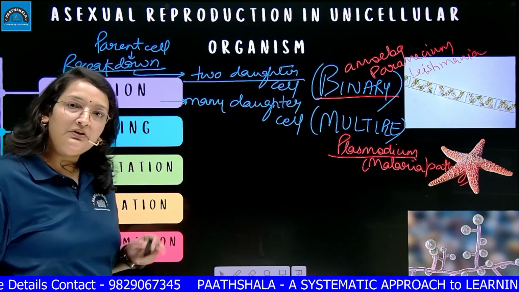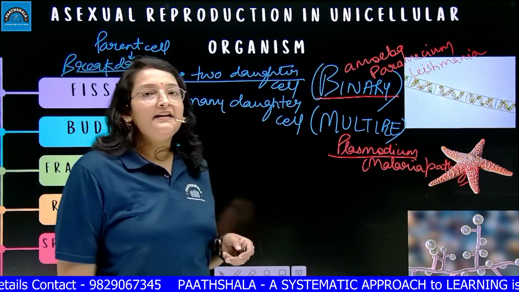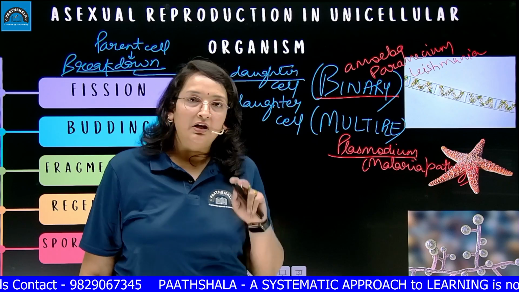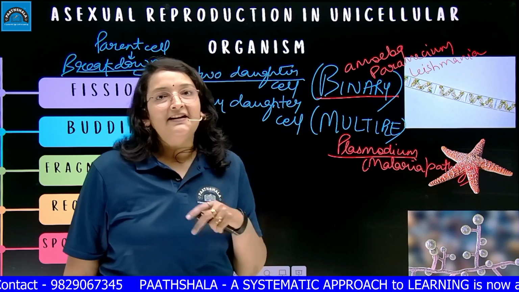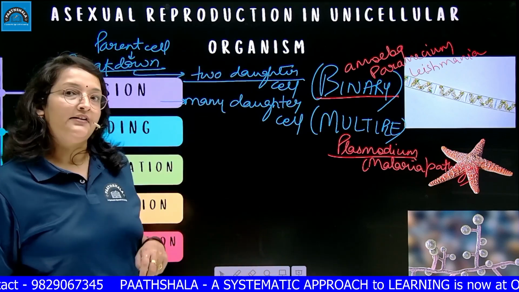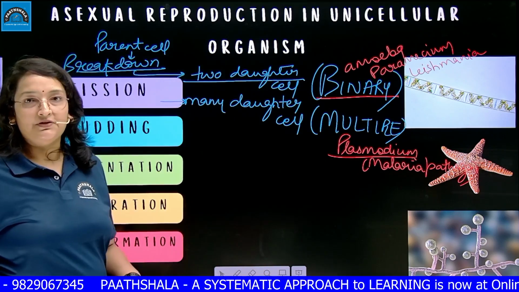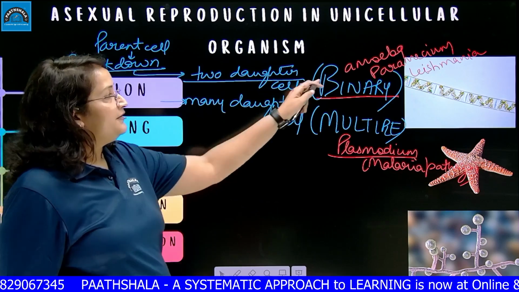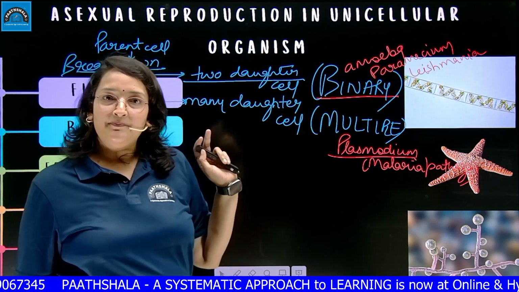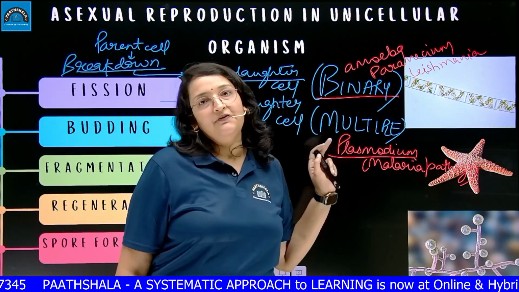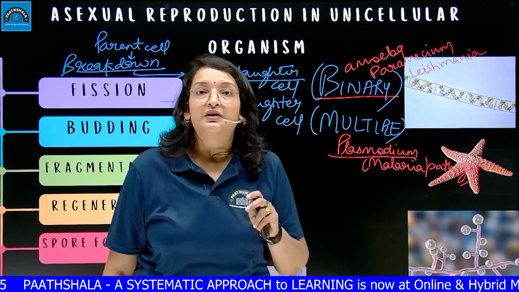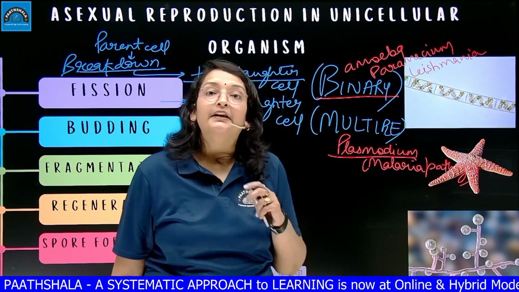Fission is divided into two categories. If the parent cell is divided into two daughter cell, we call it binary fission. If the parent cell divides into multiple daughter cells, you call it multiple fission. An example of binary fission, amoeba, paramecium and leishmania. An example of multiple fission is plasmodium, which is responsible for causing malaria disease.